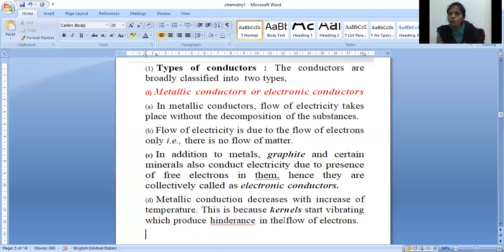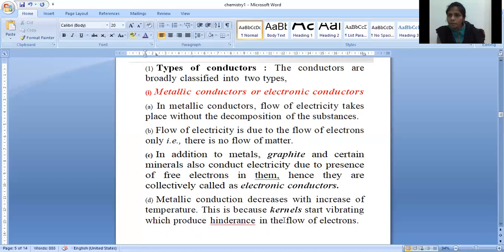Maybe you have heard about kernels, but before that, maybe you know what the outer shell and the inner shell are. The outer shell is nothing but the valency shell. Valency shell is nothing but the outer shell. Every atom has an inner shell and an outer shell. But here the atom does not have the outer shell. The atom without the outer shell is called the kernel.